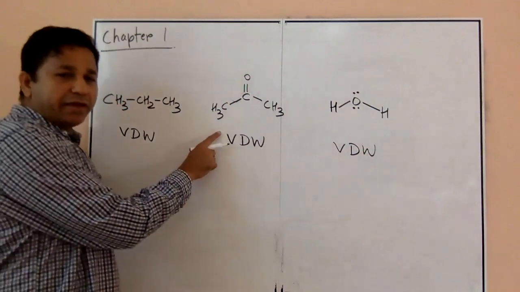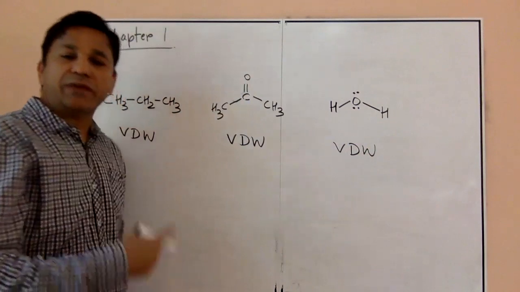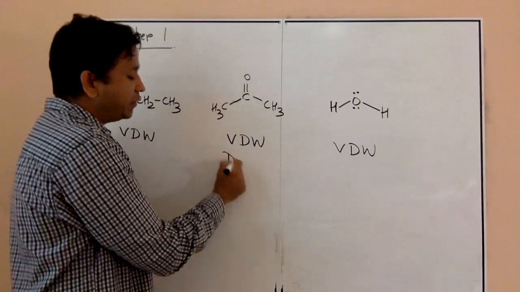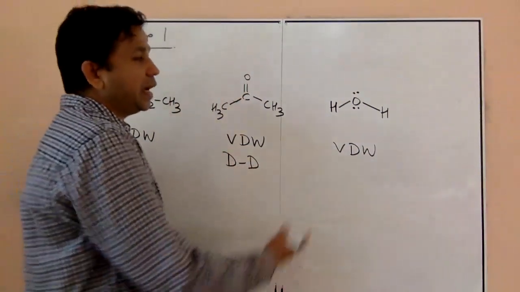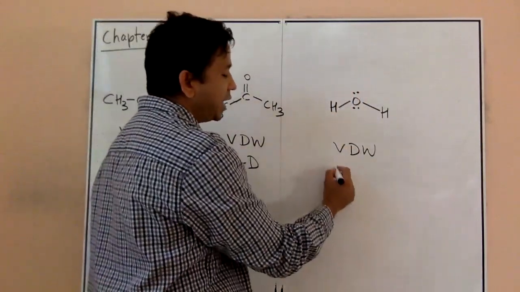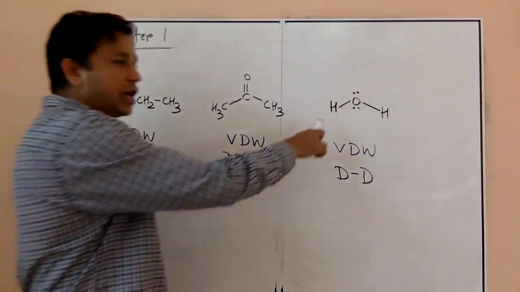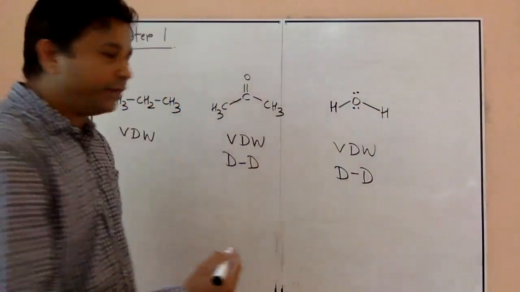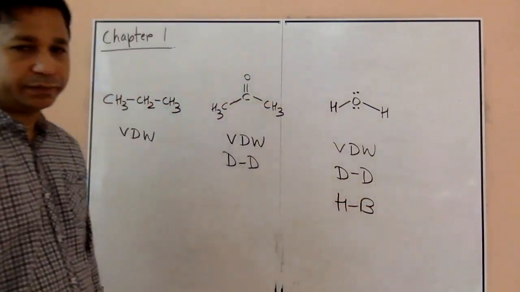Okay. What else do you have here? You have a carbon-oxygen bond, which is a polar bond. When you have a polar bond, that means you have a dipole. So there should be a dipole-dipole interaction. And we also have the same here. We have hydrogen and oxygen, which is a polar bond, so we also have dipole-dipole interaction. What we also have here is the OH bond. If you have an OH bond, then you have hydrogen bonding. So we also have hydrogen bonding.